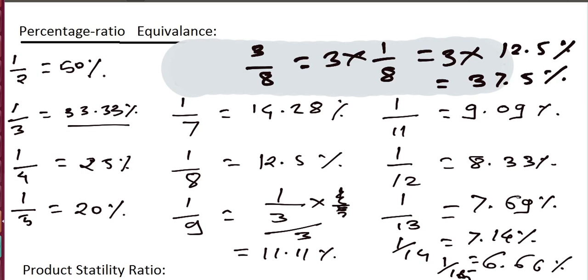These calculations can help us derive other results, maybe 5 by 7. We know 1 by 7 is 14.28, so 5 by 7 will be 5 into 1 by 7. Similarly, I can deduce 9 by 11. I know 1 by 11, so 9 by 11 will be 9 into 1 by 11. If you remember this, it will help you in a lot more calculations in data interpretation, DI, as well as in quantitative aptitude calculations. So let's move on and see other things.